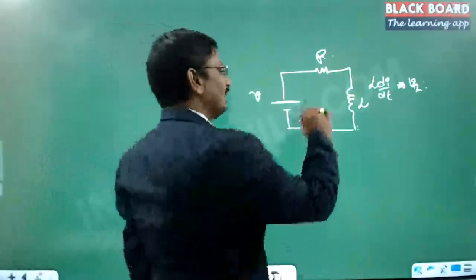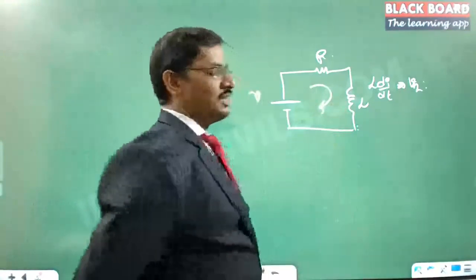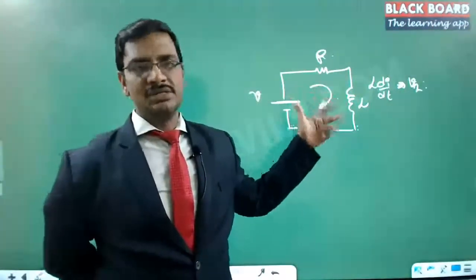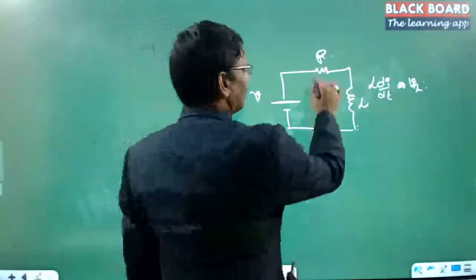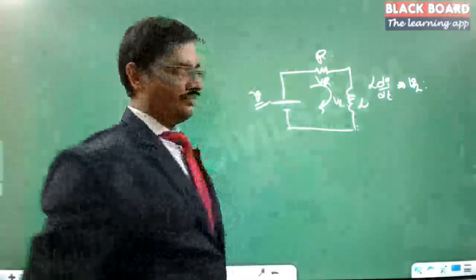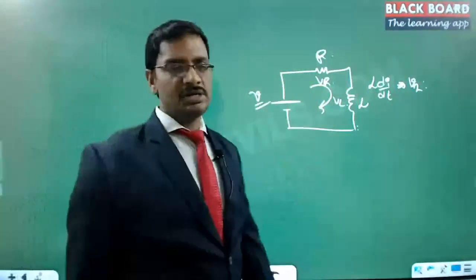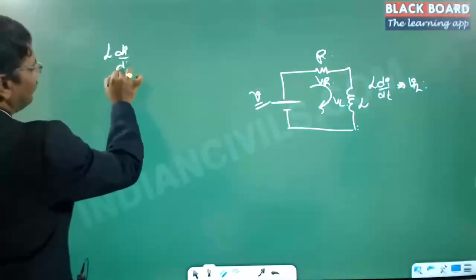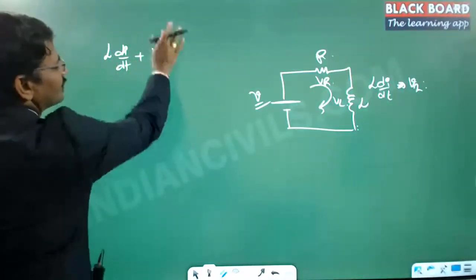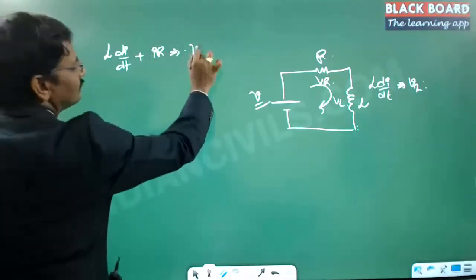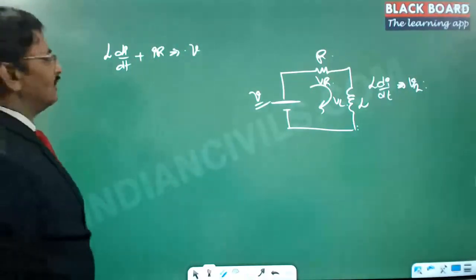Now, if you try to identify the current that is flowing in the circuit, you will use Kirchhoff's voltage law, which says the voltage across this resistance and the voltage across this inductor is exactly equal to the voltage that is applied. So the voltage across the inductor is L di/dt, plus the voltage across the resistance is I times R as per Ohm's law, and the voltage supplied is V, which is a constant value.